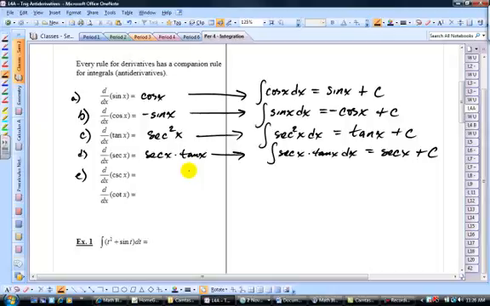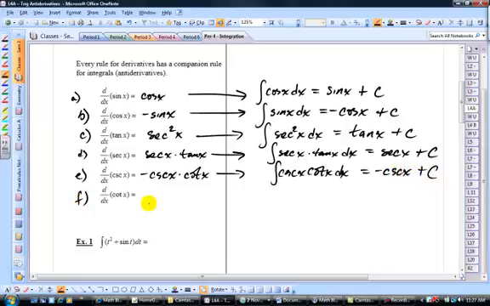Negative cosecant x times cotangent x. Negative though. And so, if I ask you to find the integral or the antiderivative of cosecant x cotangent x dx, you're looking for a function whose derivative is that function right there. What would that be? Negative cosecant. Very good. Negative. You said negative. I heard that. So negative cosecant x plus some constant of integration.